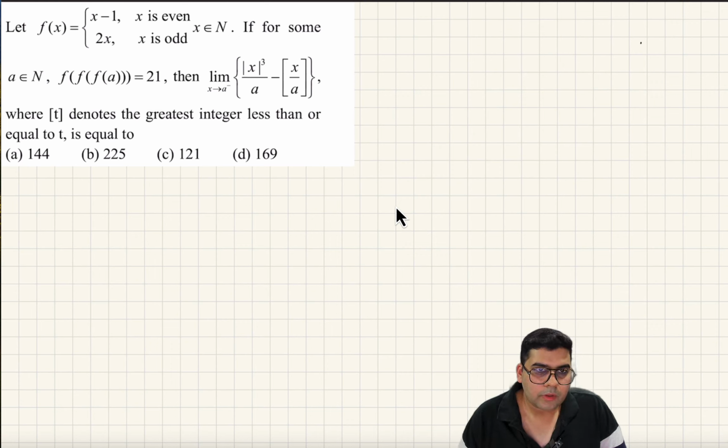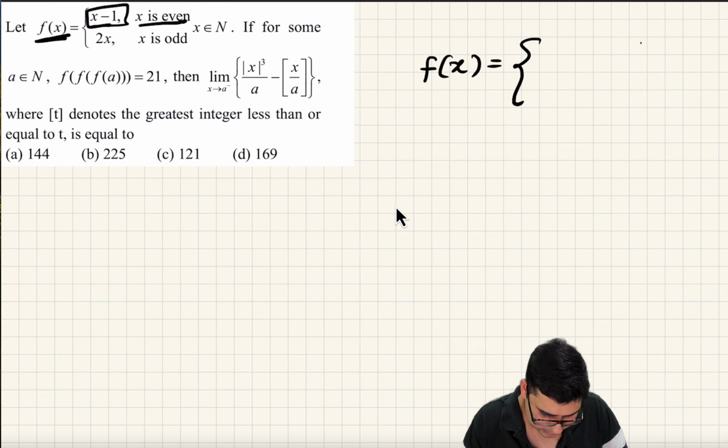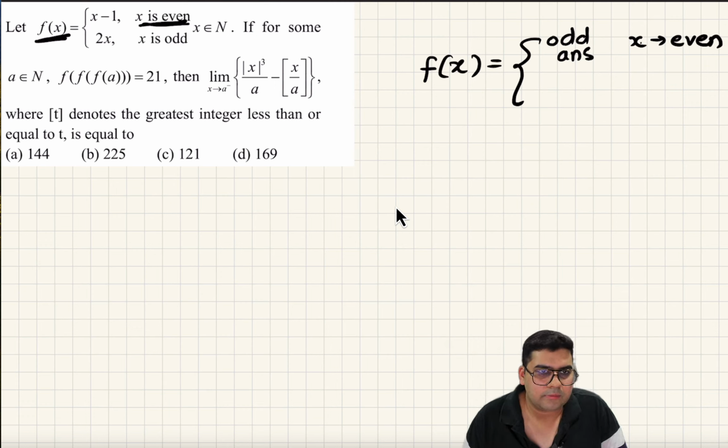Okay, so this question is a piecewise distribution function question, in which it is given that our f of x answer is going to be x minus 1 if x is even. Okay, so let me just write f of x is actually an odd answer if x is even. Now why do I say that? Because if x is even, x minus 1 is of course odd.